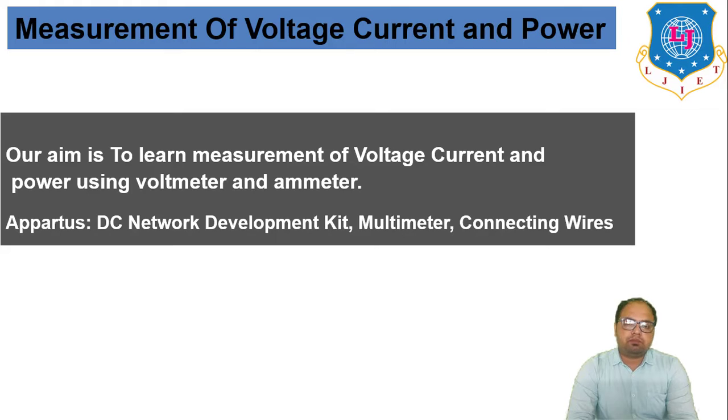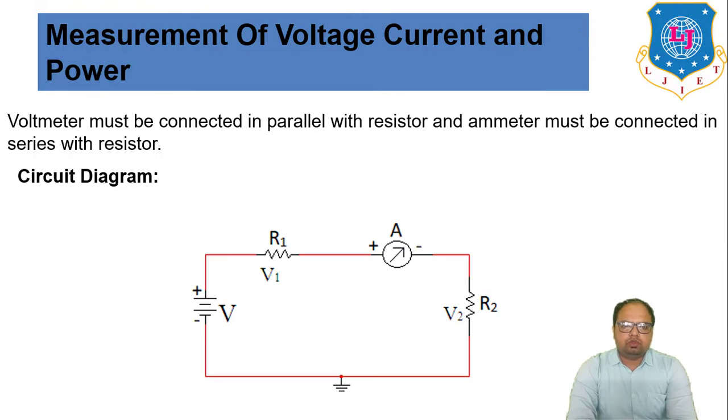For performing this practical we require a DC network developing kit, a multimeter, and for connection we require connecting wires. You can see here in this measurement of voltage, current and power experiment, voltmeter V1 is connected in parallel with the resistor R1, and voltmeter V2 is connected in parallel with the resistor R2, and the ammeter is connected in series. So this is the circuit diagram.